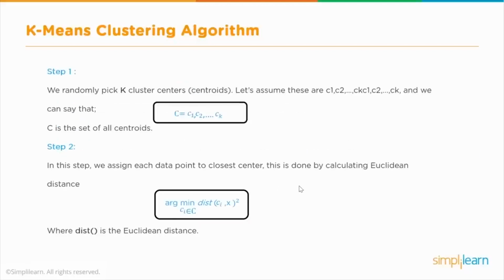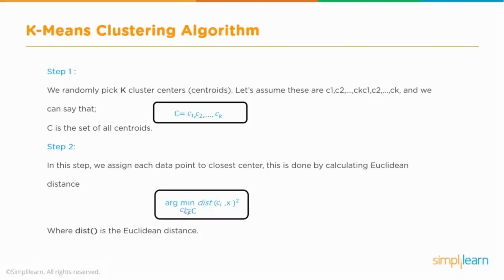So let's take a detailed look at each of these steps. So we randomly pick k cluster centers. We call them centroids because they are not really the centroids. So let us name them C1, C2 up to Ck. And then step 2, we assign each data point to the closest center.